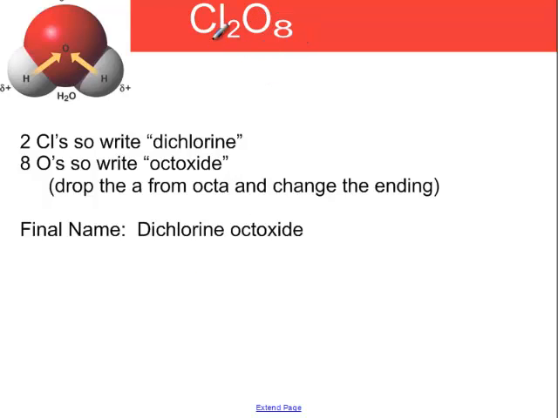Cl2O8. There's two chlorines, so it's dichlorine. We don't change the ending of the first word. But then the second element's oxygen, so it becomes oxide, and there's 8 of them. So it's octaoxide. And again, this might sound right to you over time. You're going to drop that A. It's not octaoxide, it's octoxide. Get rid of that A.